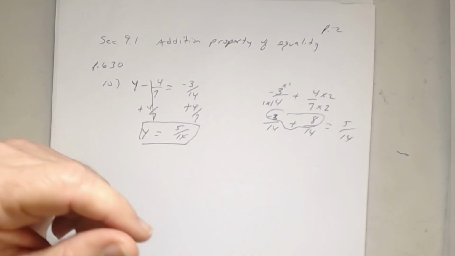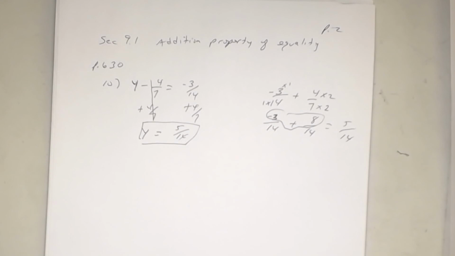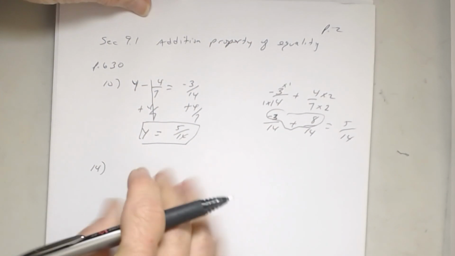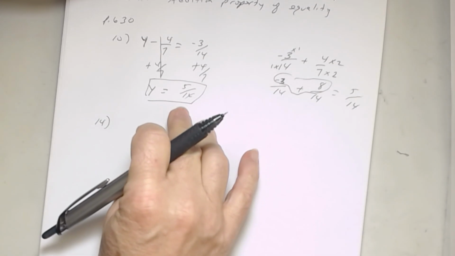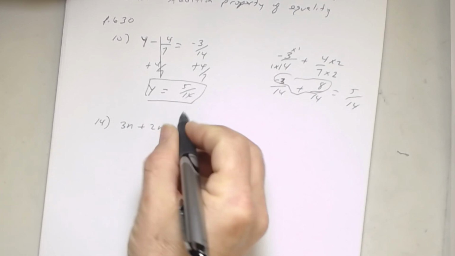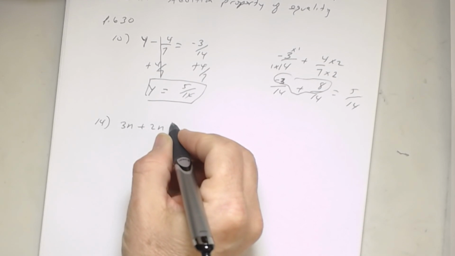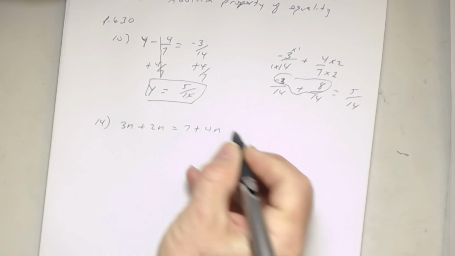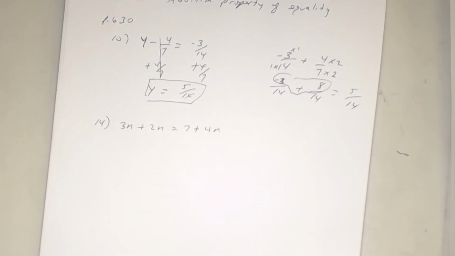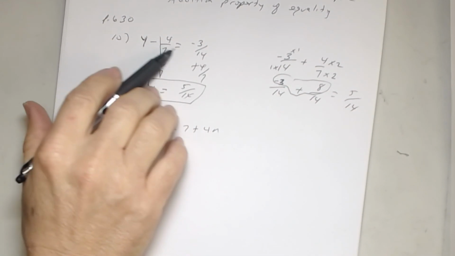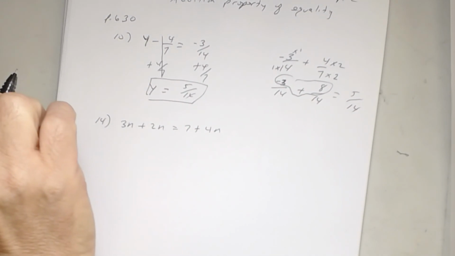Okay. Now let's look at this. Okay, this is number 14. All right, you have 3n plus 2n equals 7 plus 4n. Okay, so in this section, what we did at this point was we used the addition property of equality and we combined like terms.